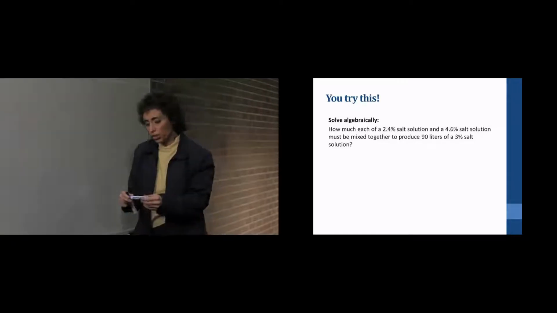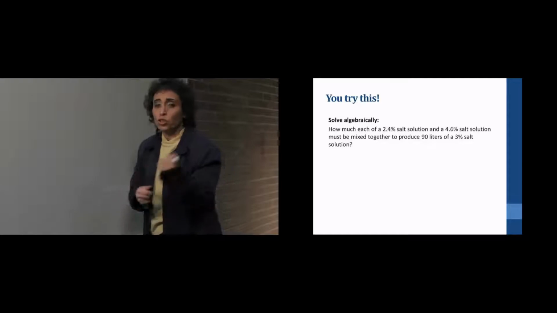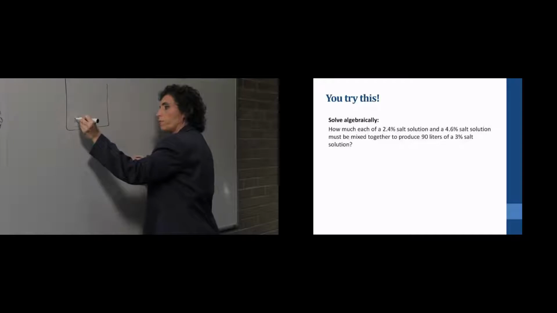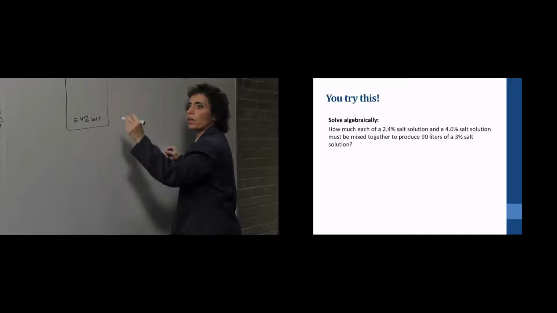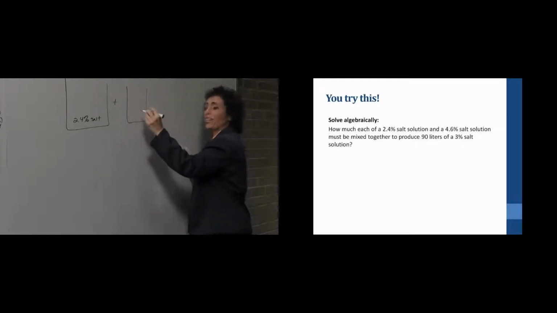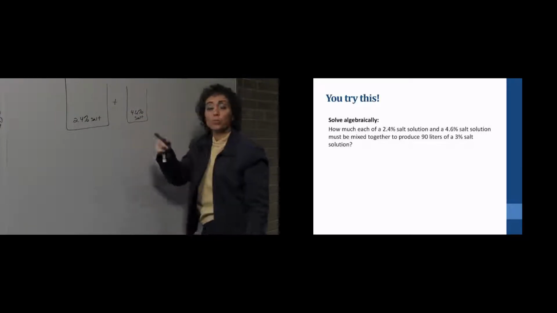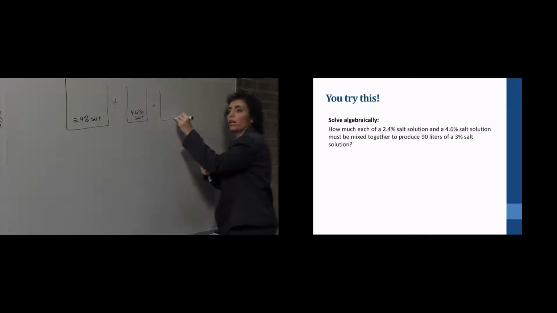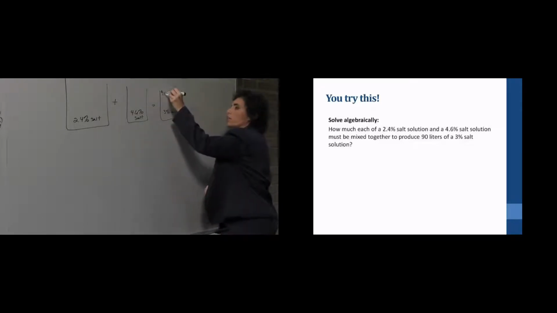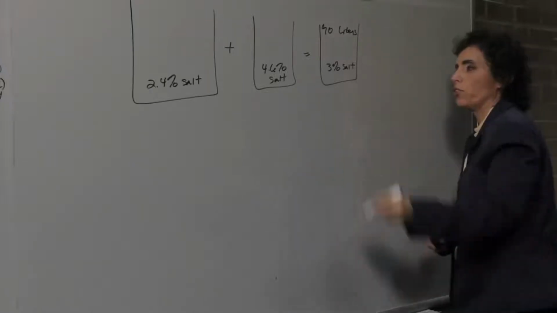All right, how'd you do? Let's take a look. How much each of a 2.4 percent salt solution must be mixed together, so you're adding it together with a 4.6% salt solution, in order to produce, that means it's going to equal, a 3% salt solution. Somewhere it's got to tell me something else. Oh, 90 liters of a 3% salt solution.